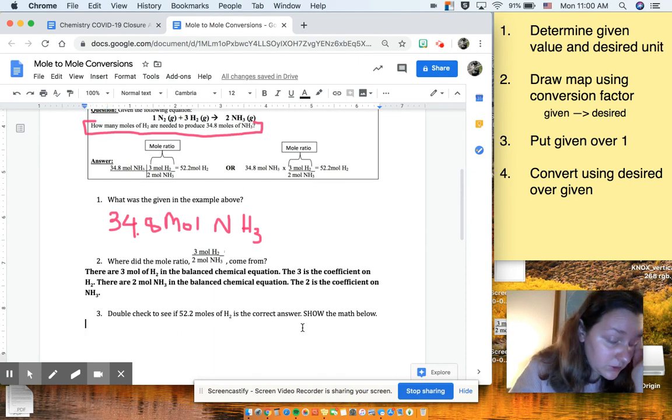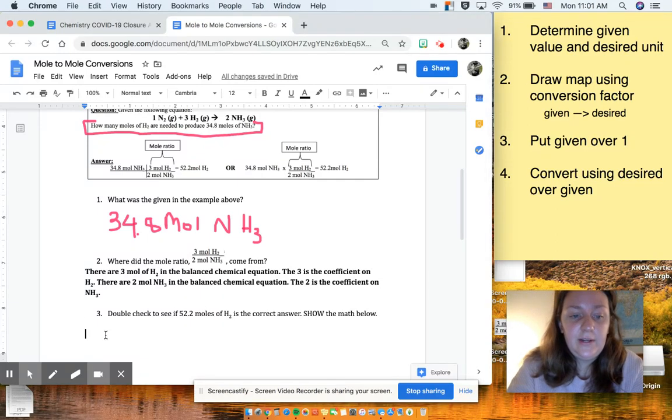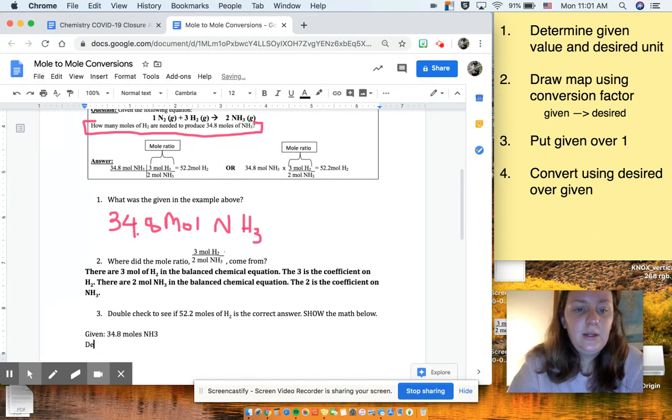Okay, so step 1, determine given value and desired unit. So I'm going to go back to my question. How many moles of H2 are needed to produce 34.8 moles of NH3? My given is 34.8 moles NH3. Desired is mole H2, right? That's what I'm trying to figure out.